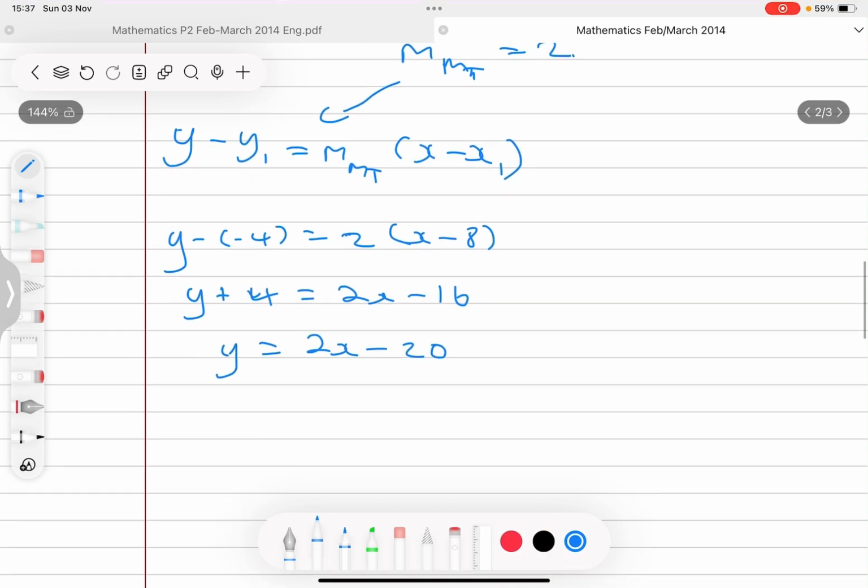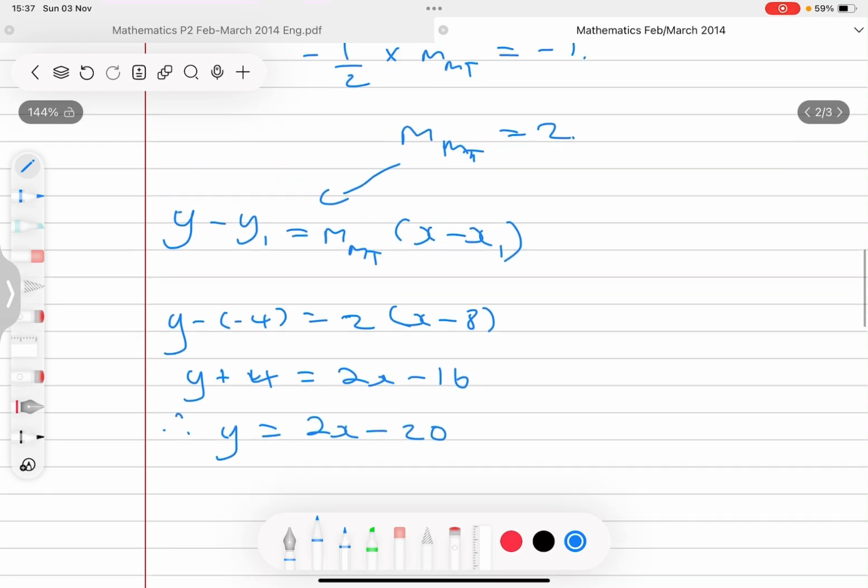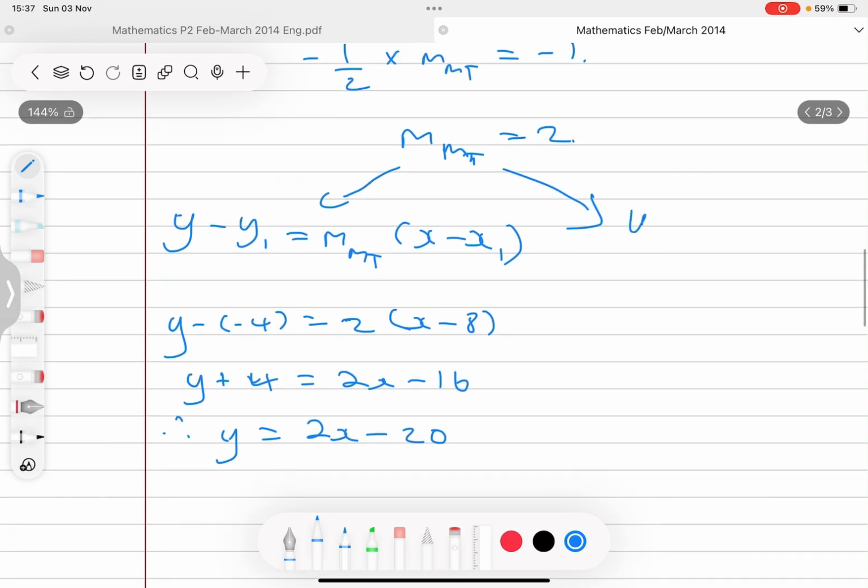-16, -4 gives me a 20. So this is my equation. Now you can also use y equals mx plus c. Use the same point, 8 and -4. This will come here.